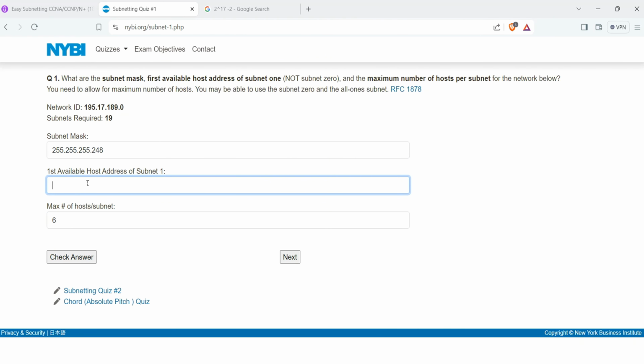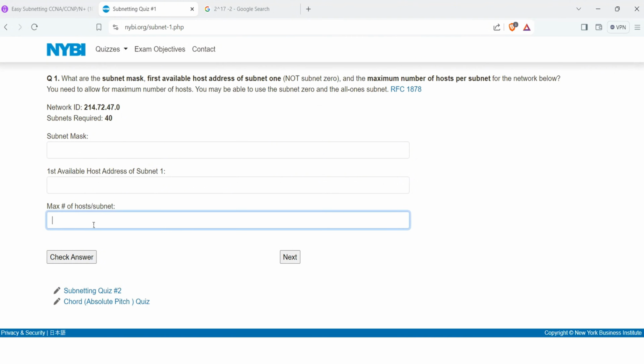What is the first available host of subnet number 1? What do I do in this case? Well, the value of the last bit that I borrowed is an 8. All right, so it's 0, 8, 16. Well, what is it between 8 and 16? 8 is a network ID. 15 is a broadcast. 14 is the last host. 9 is the first host. 195.17.189. What? 9. And let's check answer. There we go. All right.